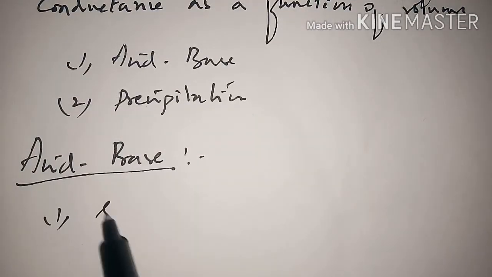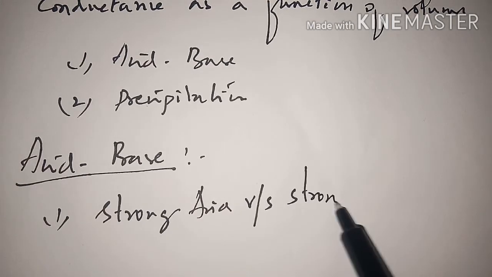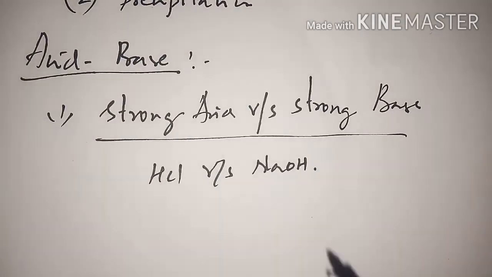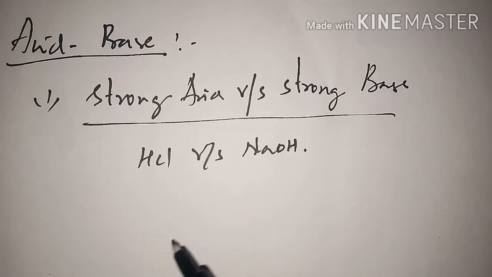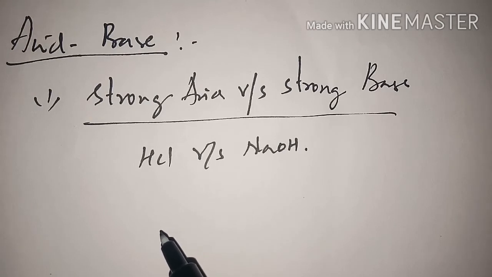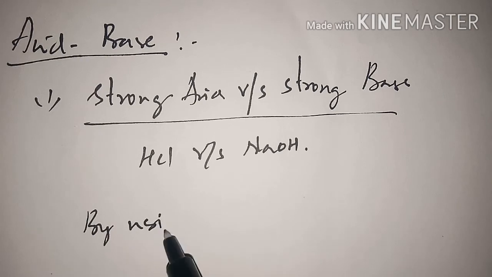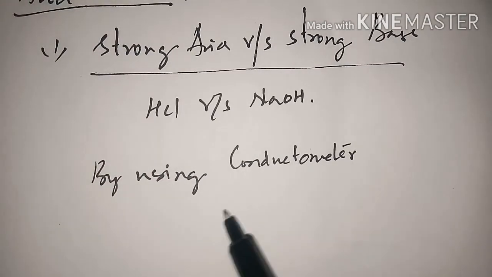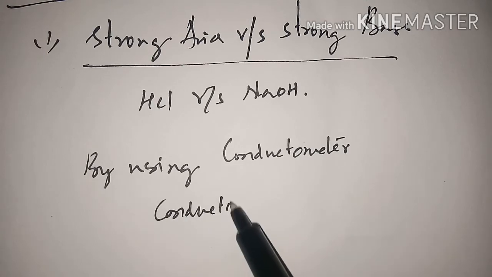So the first type is strong acid versus strong base, for example HCl versus NaOH. Now HCl is a strong electrolyte and NaOH is also a strong electrolyte, so they will conduct. Before we go to the actual reactions, what happens in the conductometric titrations? We carry out the conductometric titration by using a conductometer, which displays the conductance of a solution, using a conductivity bridge or conductivity meter and a conductivity cell, by dipping the conductivity cell.